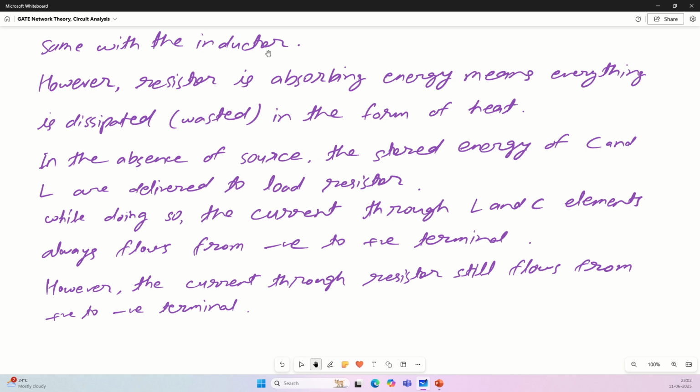However, this is not the case for resistor. We can say that when a resistor is absorbing energy, everything is dissipated, or it is wasted in the form of heat. Understood? We can say one more thing: in the absence of source, like we don't have the independent source connected across the network, the stored energy of capacitor and inductor, like L and C elements, is delivered to the resistor.